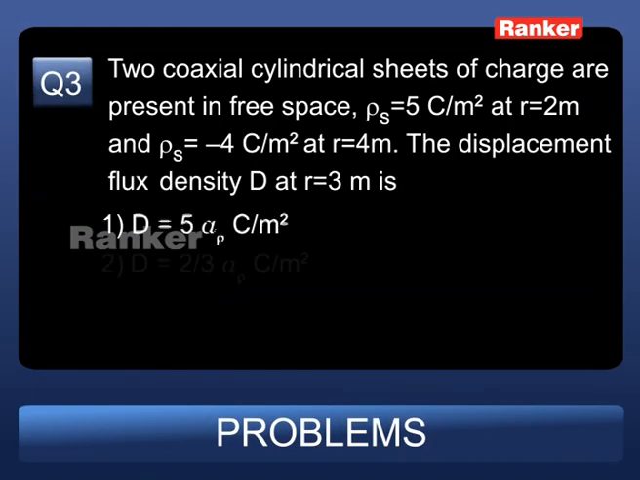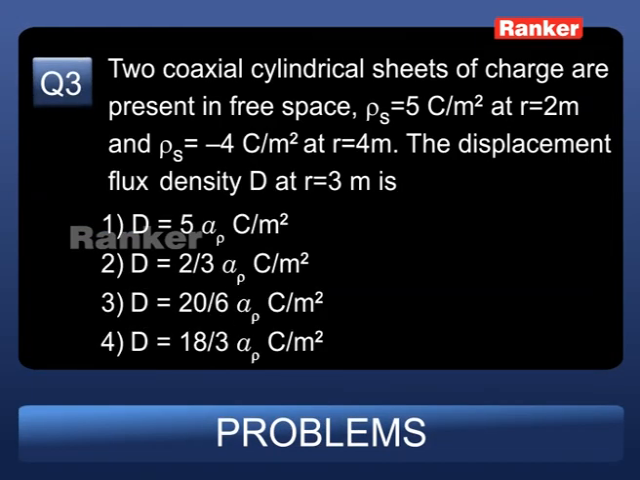Problem 3. Two coaxial cylindrical sheets of charge are present in free space with rho s is equals to 5 coulomb per meter square at r is equals to 2 meter and rho s is equals to minus 4 coulomb per meter square at r is equals to 4 meter. The displacement flux density D at r is equals to 3 meter is.